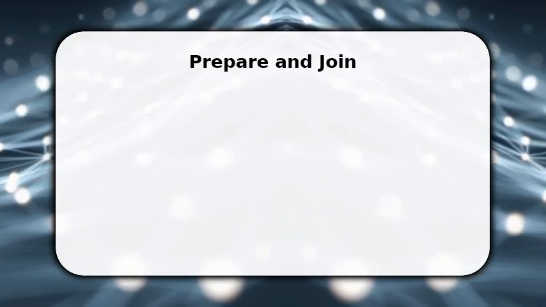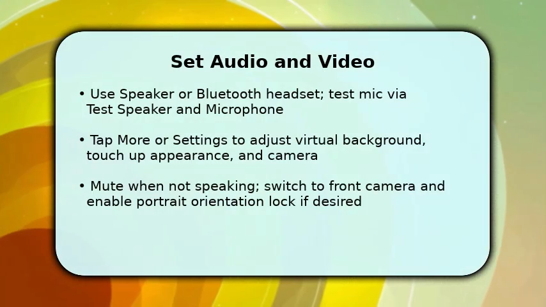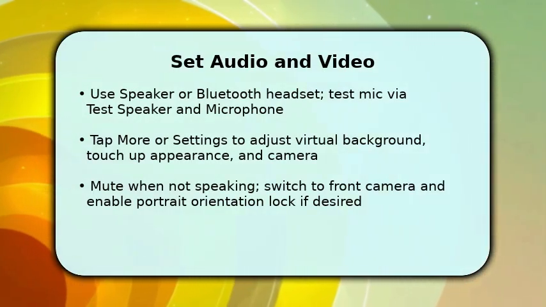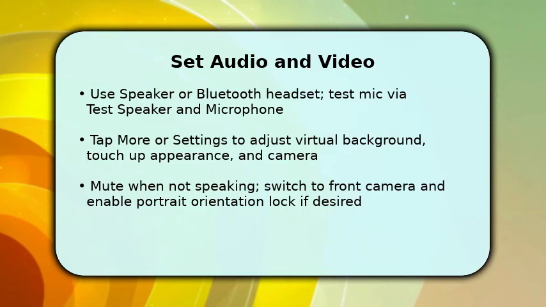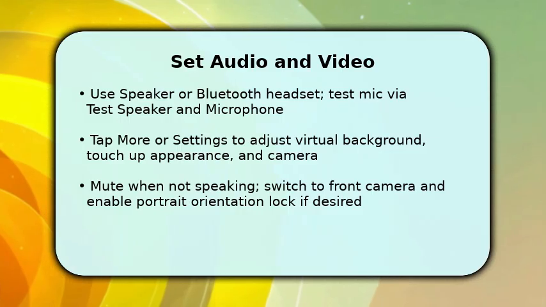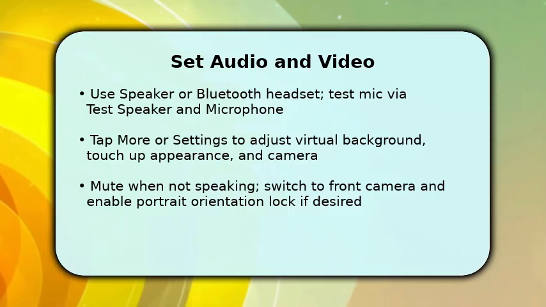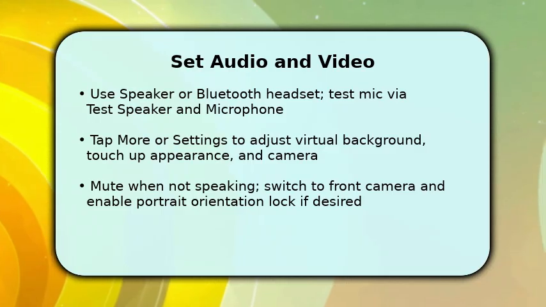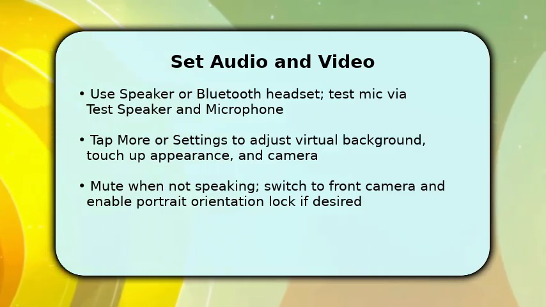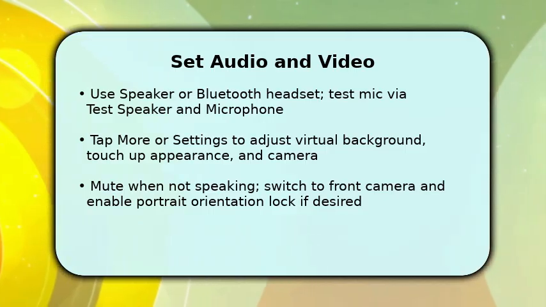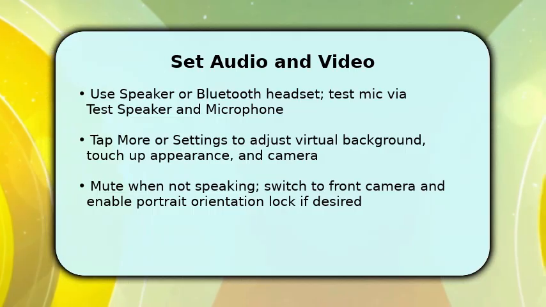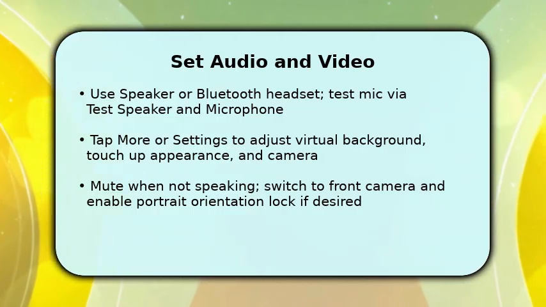You now optimize audio and video. Join with audio and choose speaker or Bluetooth headset, then test sound using test speaker and microphone to confirm others hear you. Next, open settings or more to enable Touch Up My Appearance or a virtual background. These improve presence and hide clutter. Make sure to mute when not speaking to reduce noise, and lock orientation so the view stays steady. If needed, switch cameras quickly for demonstrations or show physical items.